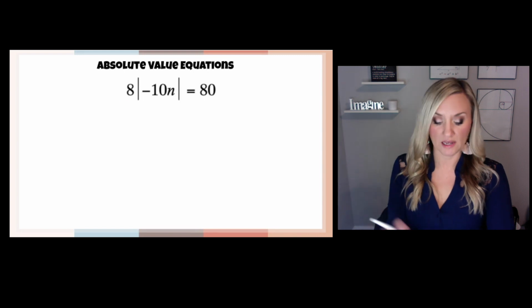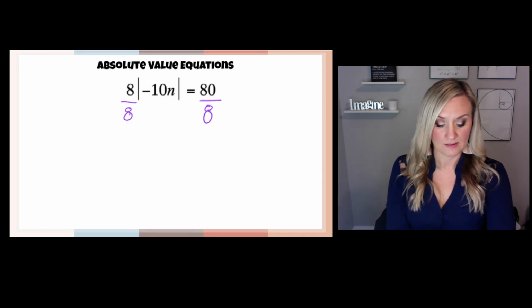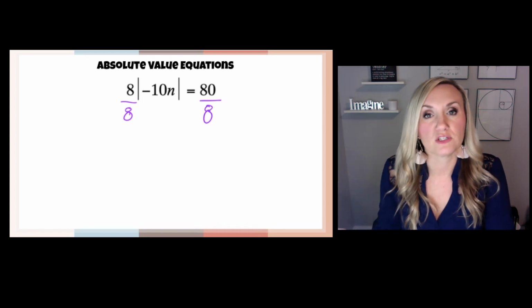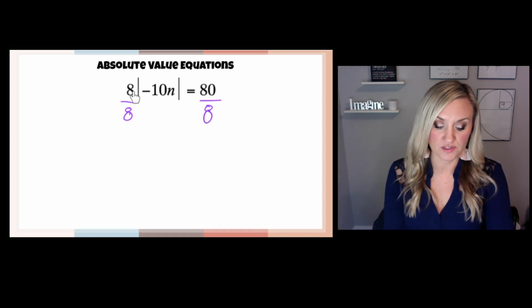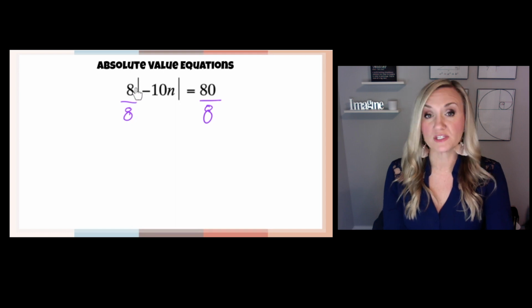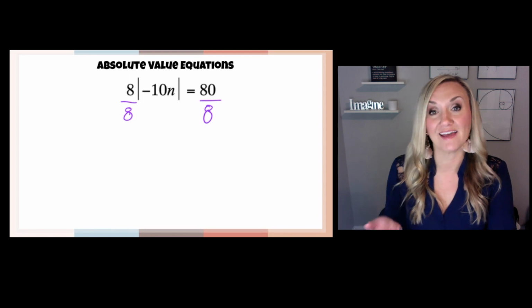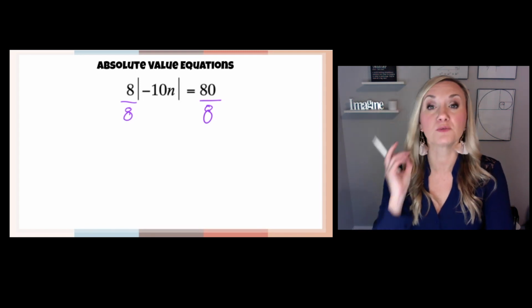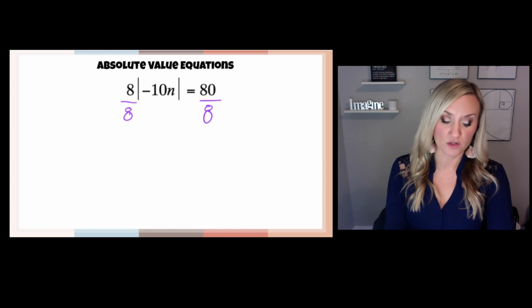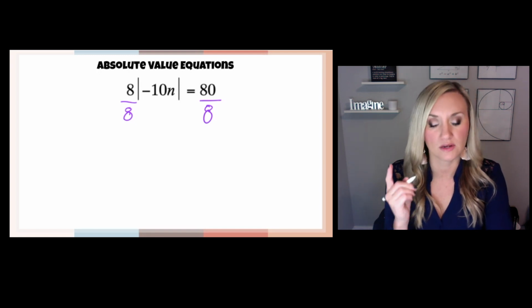So what we're going to have to do is get rid of that 8, and we're going to have to divide by 8. Now, why divide? Why couldn't we subtract 8? Well, there's no sign between the 8 and this absolute value bar. No sign. Now, you guys know that if there's no sign, we are multiplying. And the inverse or opposite of multiplying is dividing. So once we divide by 8 on each side, then be very, very careful.